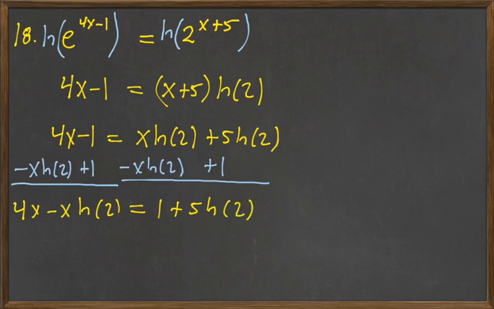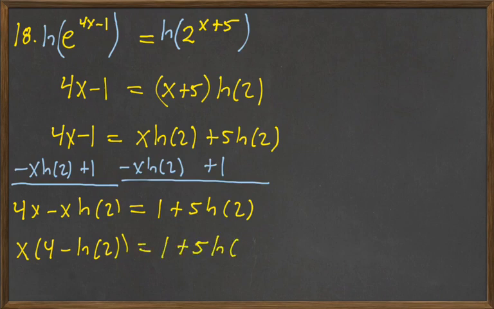Okay, on the left-hand side, the greatest common factor is an x, so we're going to factor out an x. So factor out that x, and then 4 minus the natural log of 2, and that's going to be equal to 1 plus 5 natural log of 2. Sorry, this looks kind of like an h. Let me make it a little bit nicer. So that is the natural log of 2. Okay, and then we're not going to multiply. We're going to divide by 4 minus the natural log of 2 on both sides.